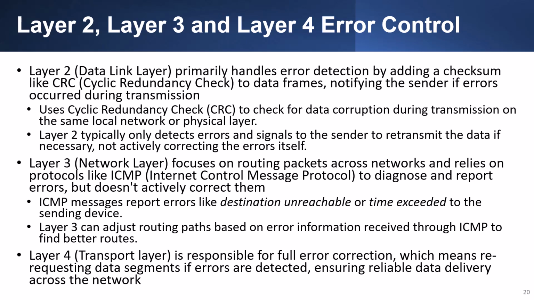Layer 3, Network Layer, focuses on routing packets across networks, relies on protocols like ICMP, Internet Control Message Protocol, to diagnose and report errors, but doesn't actively correct them. ICMP messages report errors like destination unreachable or time exceeded to the sending device. Layer 3 can adjust routing paths based on error information received through ICMP to find better routes.